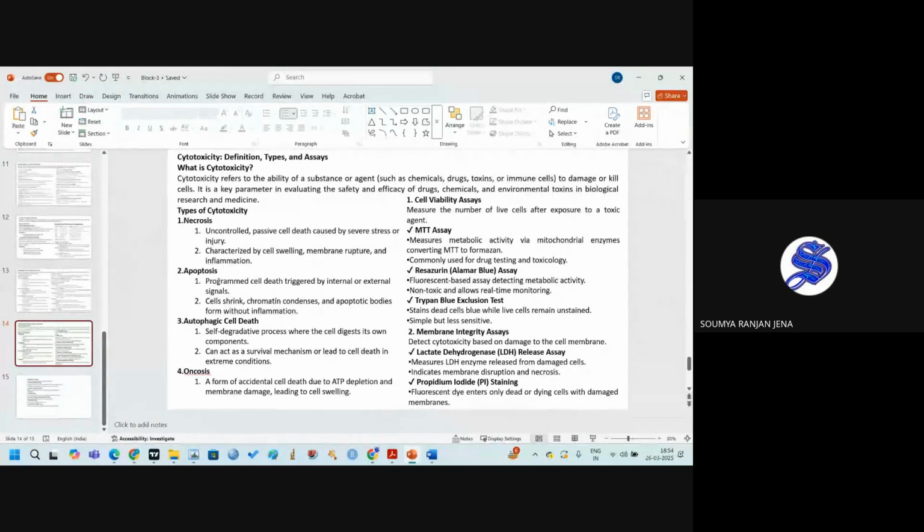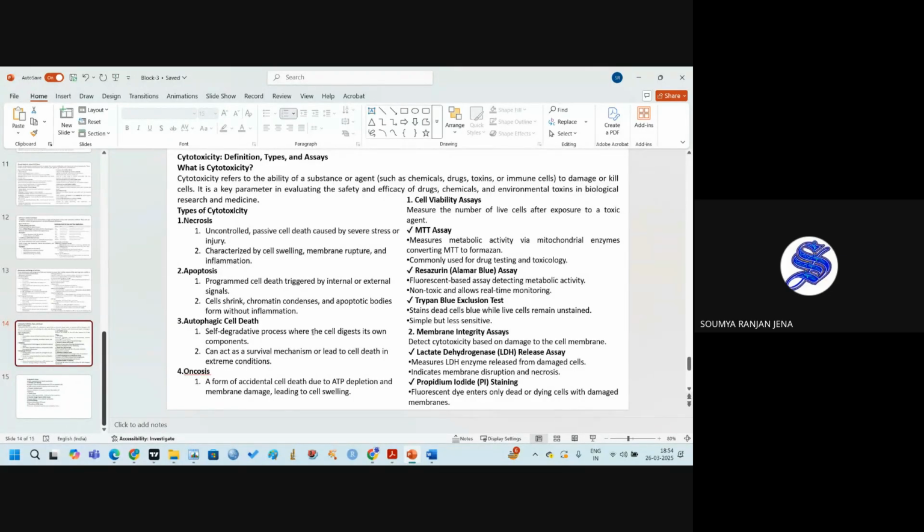But apoptosis is programmed cell death, triggered by internal or external signals. In this process, the cell shrinks, chromatin condenses, and apoptotic bodies form, and these apoptotic bodies are taken up by macrophages or neutrophils for proper cell death. In autophagic cell death, this is a self-degradative process where the cell digests its own components, and it can act as a survival mechanism, as we discussed in protein turnover, or lead to cell death in extreme conditions. These are the different types of cytotoxic conditions.